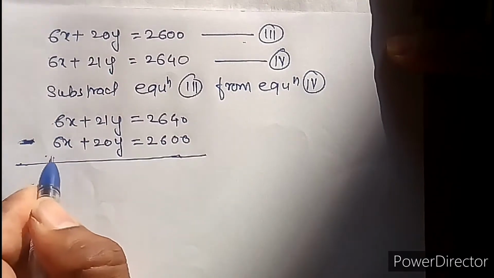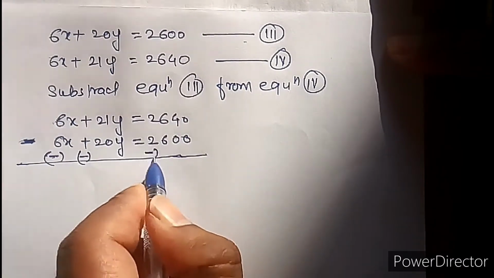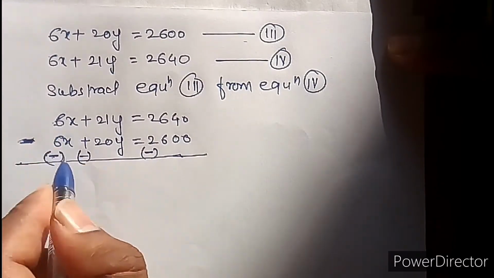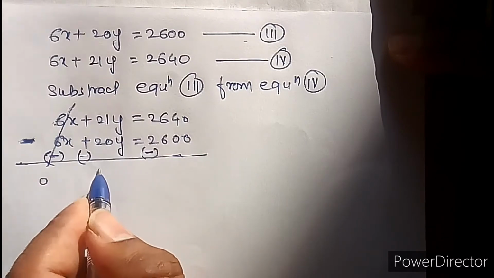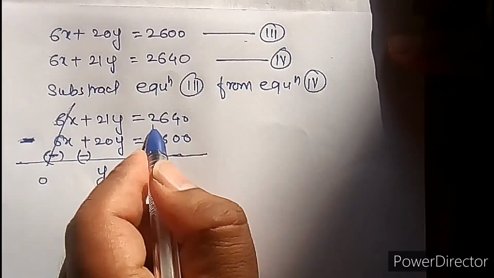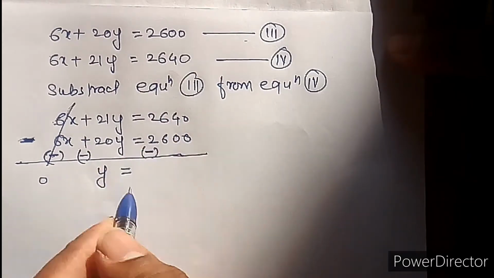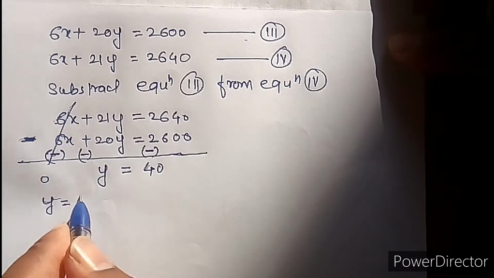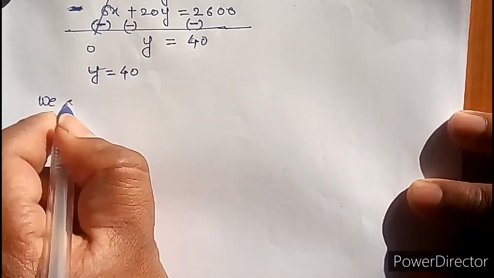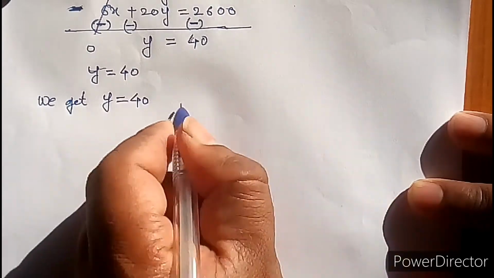Minus sign will change the sign of the second equation, it will become minus, plus this will become minus, and this will also become minus. 6x minus 6x, it will be cancelled. 21y minus 20y, the answer is y. 2640 minus 2600, on subtracting we get 40. We get the value of y, that is y equals to 40.